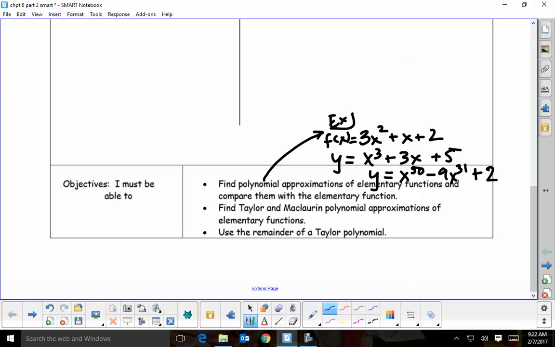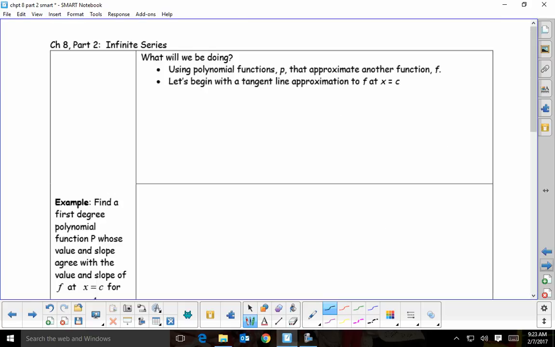Okay, so we are going to find polynomial approximations of elementary functions. So meaning like sine x, maybe e to the x, okay? And what we're going to do is we're going to see how these polynomials are really, really close to the actual functions and be able to plug in values. Okay? So what will we be doing? Using polynomial functions that approximate another function. So let's just kind of start with a tangent line approximation.